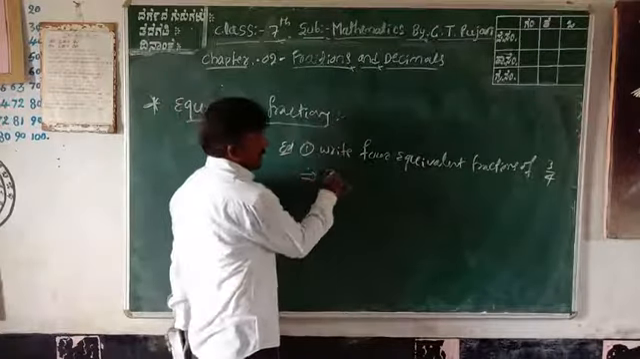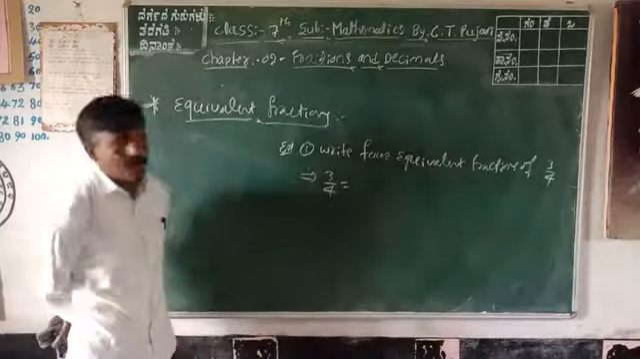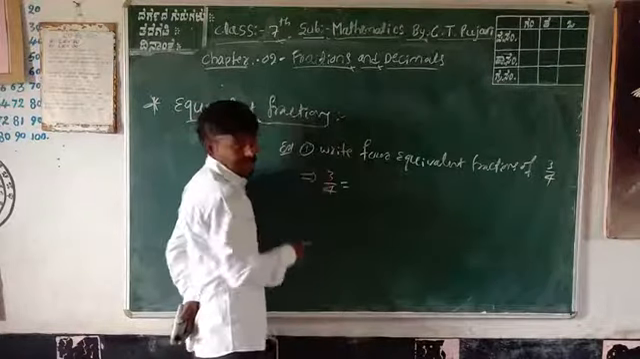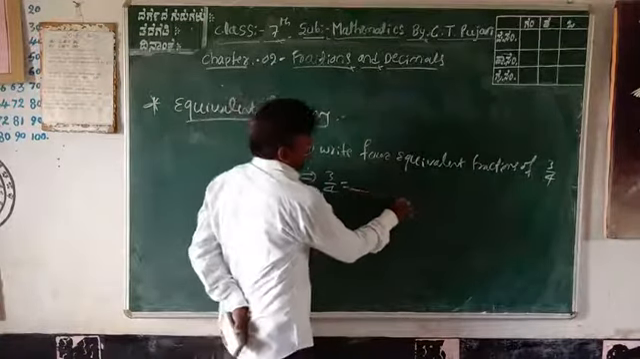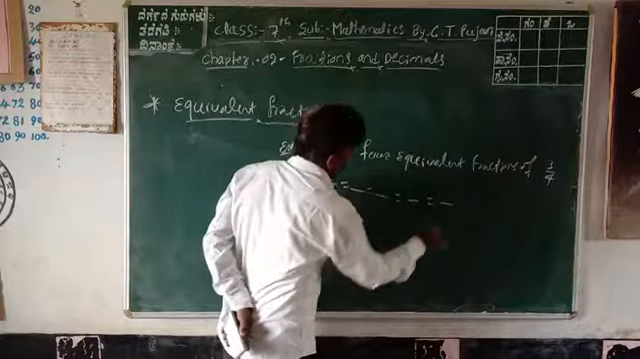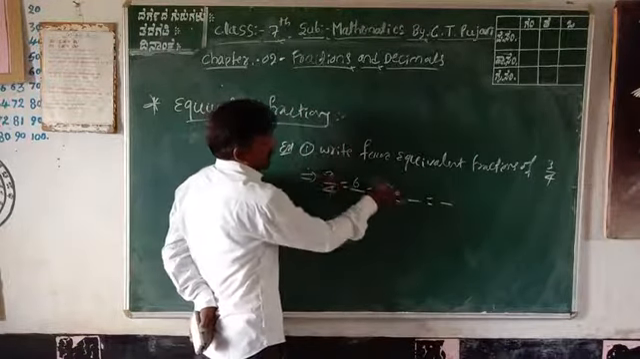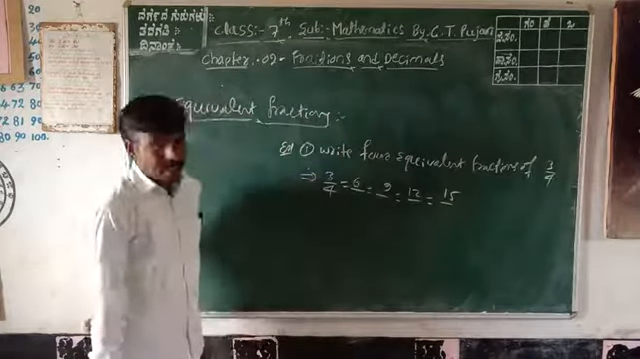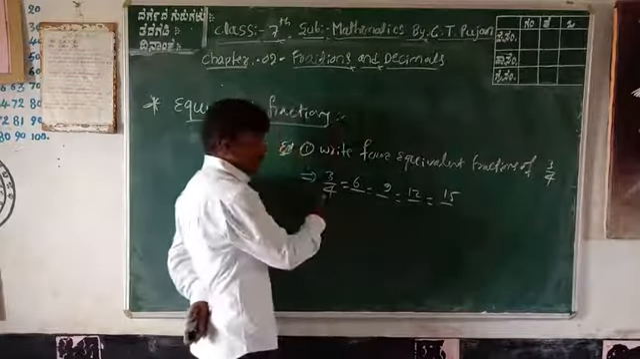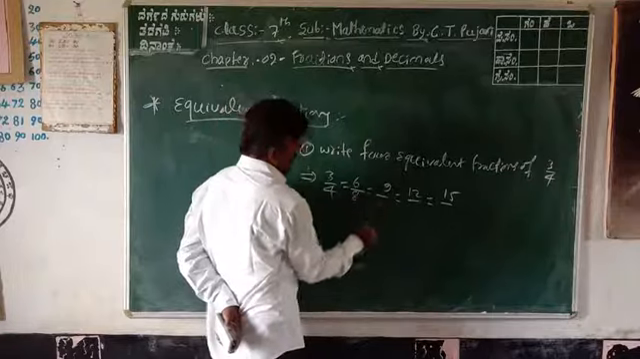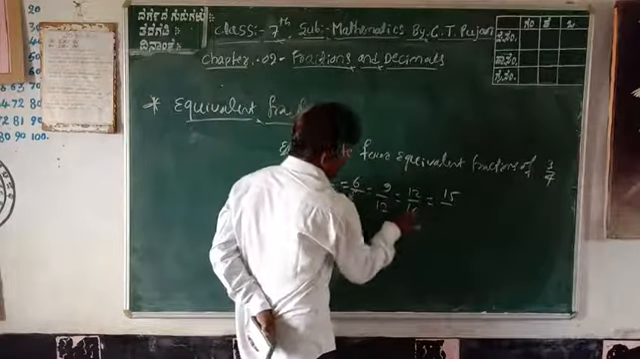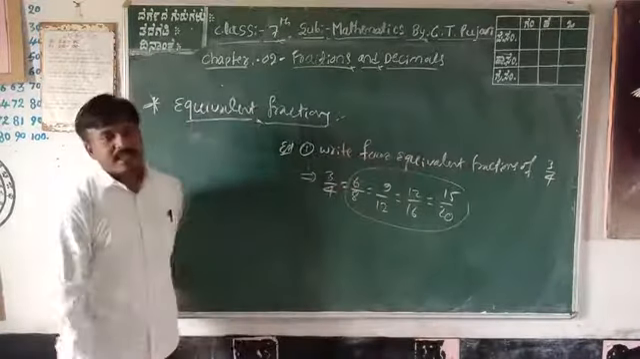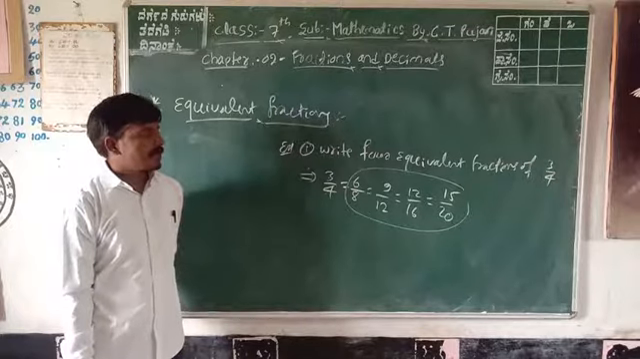Solution. The given fraction is 3 by 4. You can write 4 equivalent fractions. One simple method is very easy. In the numerator 3 is there, in the denominator 4 is there. In the numerator you can take the tables only. 3 1 is 3, 3 2 is 6, 3 3 is 9, 3 4 is 12, 3 5 is 15. Next, the denominator is 4, again the 4 table: 4 1 is 4, 4 2 is 8, 4 3 is 12, 4 4 is 16, 4 5 is 20. Therefore, these are 4 equivalent fractions of 3 by 4.